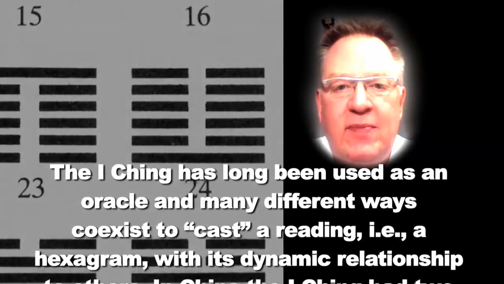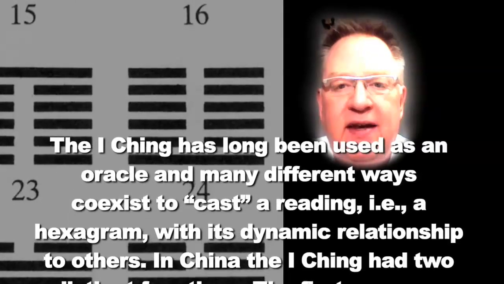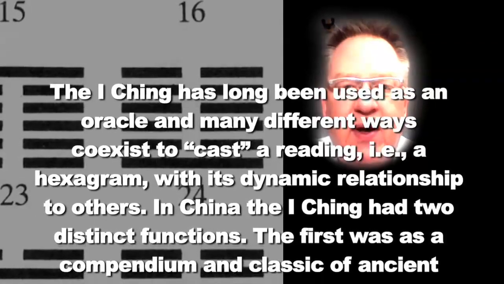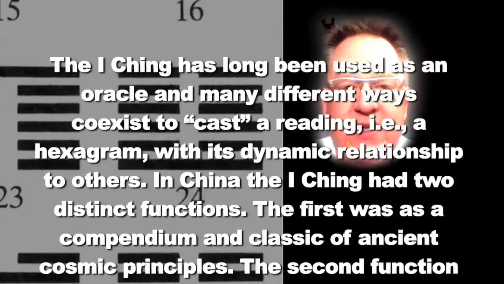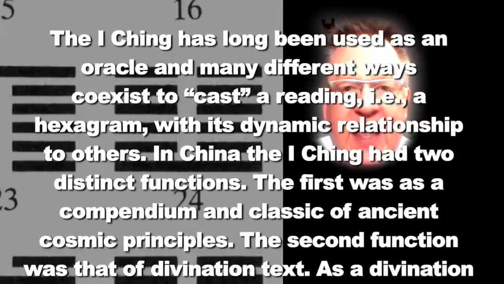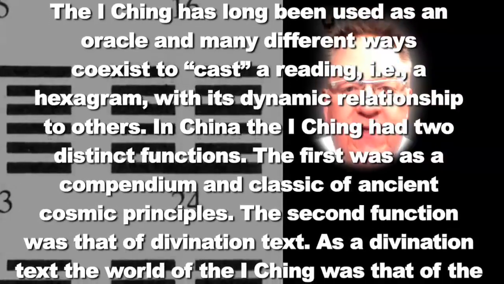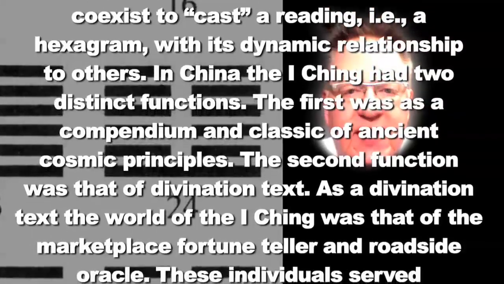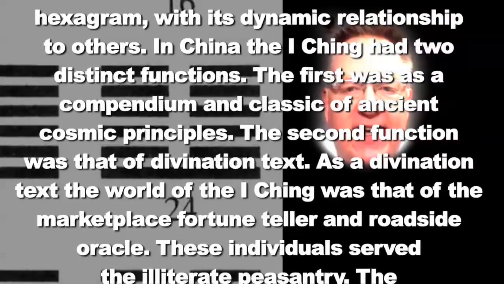The Ching has long been used as an oracle, and many different ways coexist to cast a reading, i.e. a hexagram, with its dynamic relationship to others. In China, the Ching had 2 distinct functions. The first was as a compendium and classic of ancient cosmic principles. The second function was that of divination text.